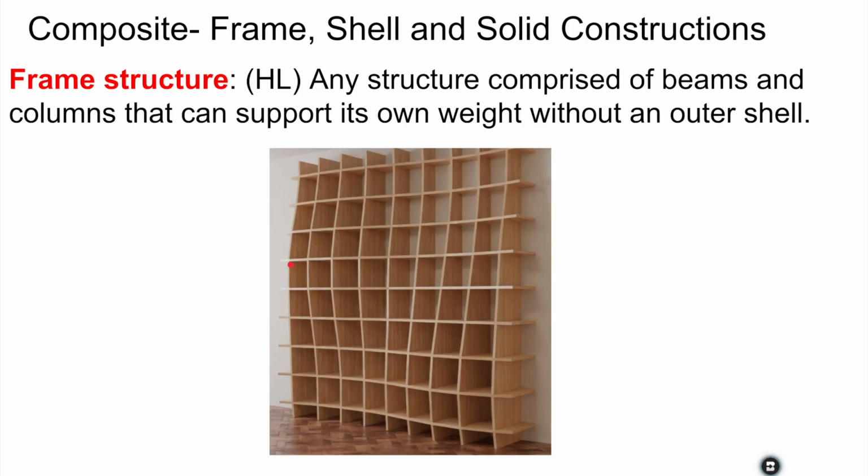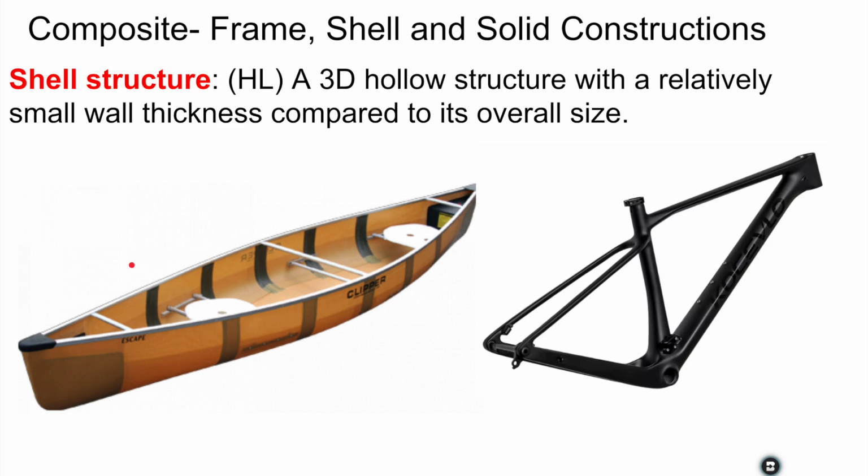Now, how do these apply to frame structures? So you can see here that this bookshelf is made of plywood and it's a frame structure. So this is the kind of area that you're going to find composites being used in a frame structure. Shell structures, I think, are probably what you most see composites being used as. So for instance, you have this Kevlar canoe. It's lightweight because Kevlar is very lightweight, but it's got a very high strength to weight ratio, which is a very good thing when you are carrying a canoe.